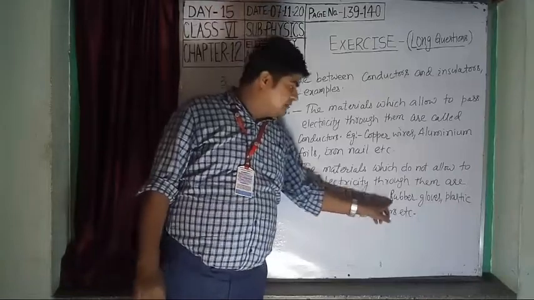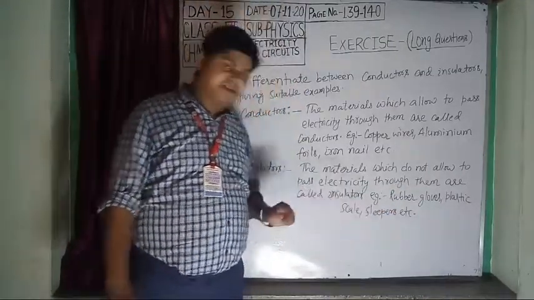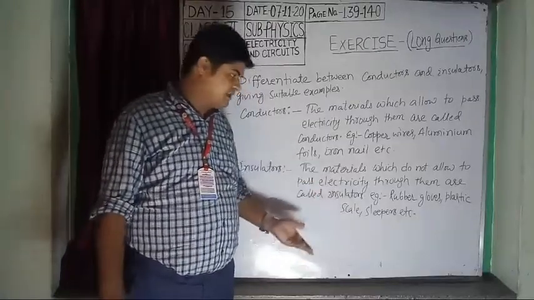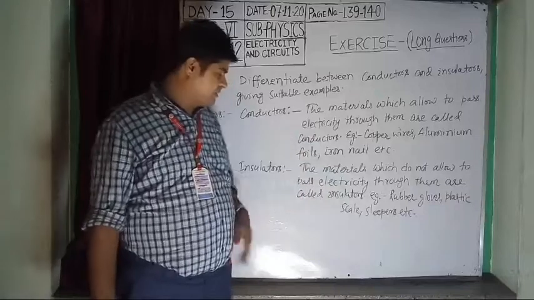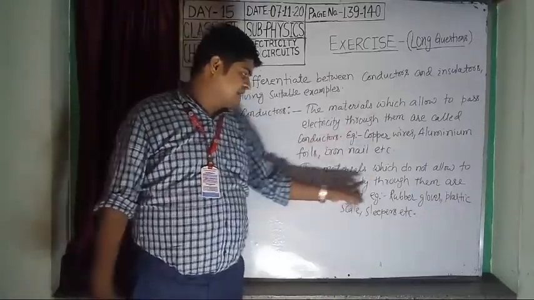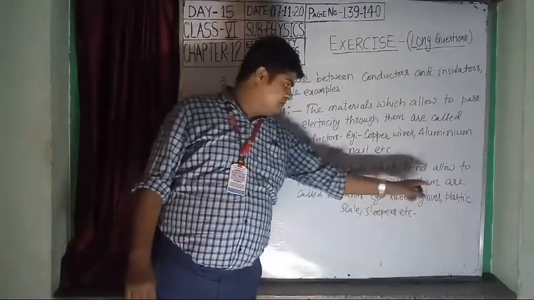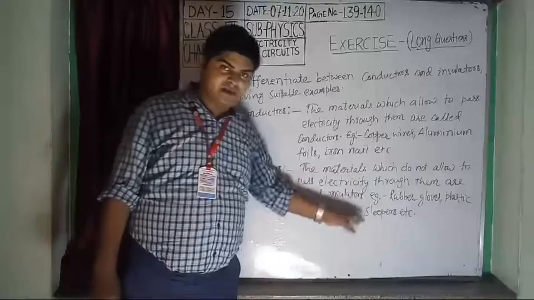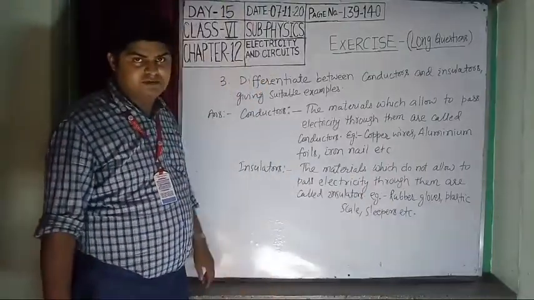Example, rubber gloves, plastic scale, sleepers, etc. You will give more and more examples, but I have mentioned here only three examples. You will give two or more examples. The materials which do not allow electricity to pass through them are called insulators. Examples, rubber gloves, plastic scale, sleepers, etc. Now students, let us see question number 4.